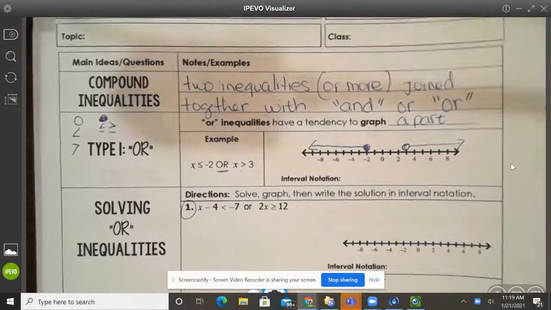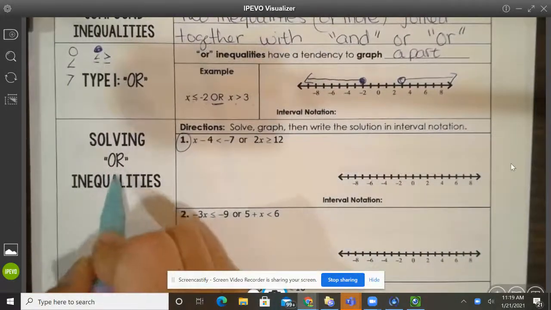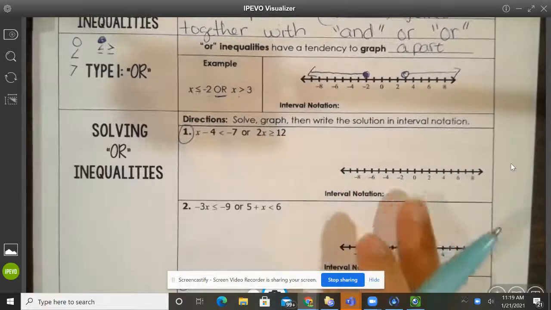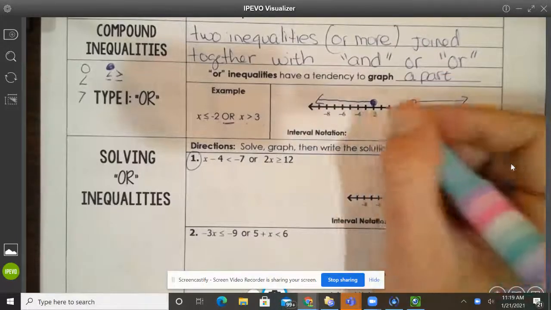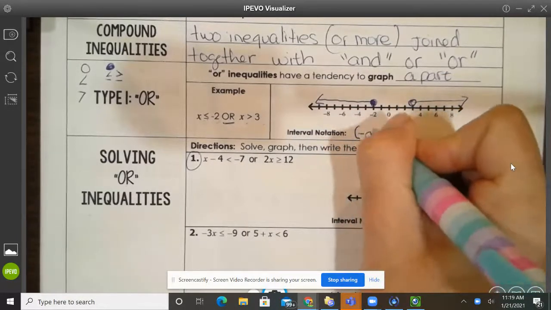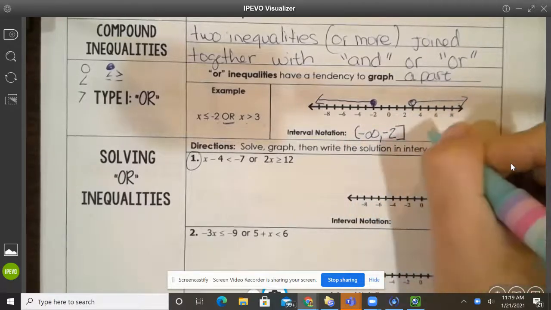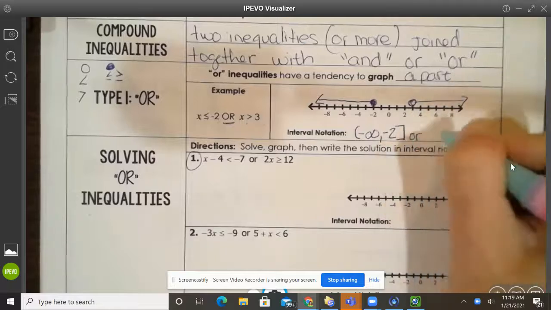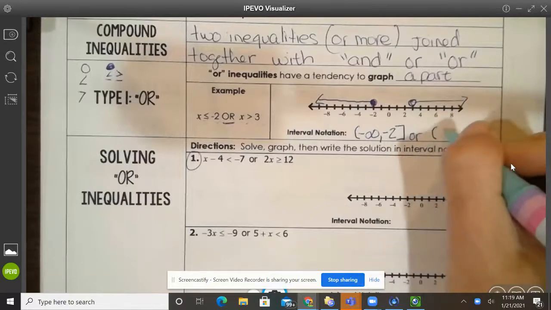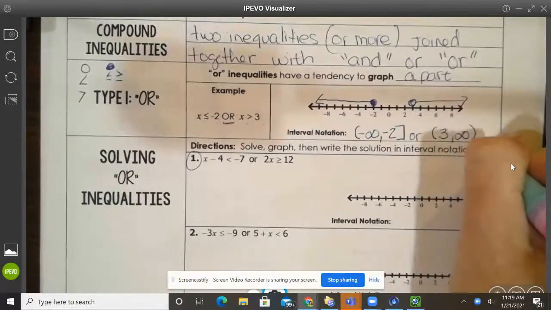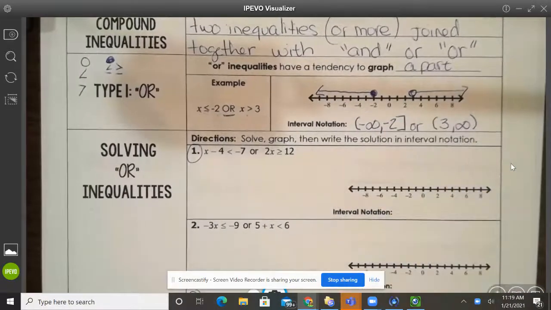Sometimes you have to solve the inequalities first. So let's do that: solving "or" inequalities, then we graph them, and then we have to put the interval notation. For this one, that would be negative infinity up to -2. It's included because it's a closed circle. Or, and then it's an open circle on 3, and then to infinity. Remember, with the infinity, you only use parentheses.